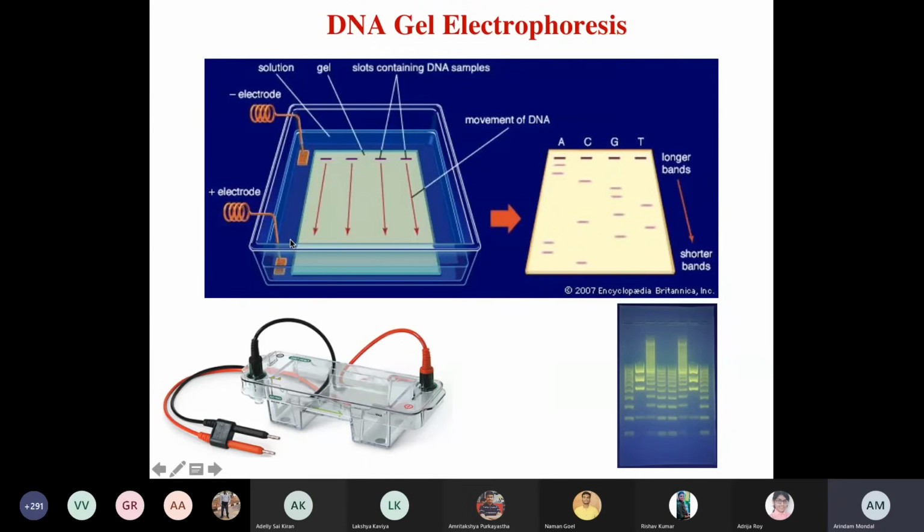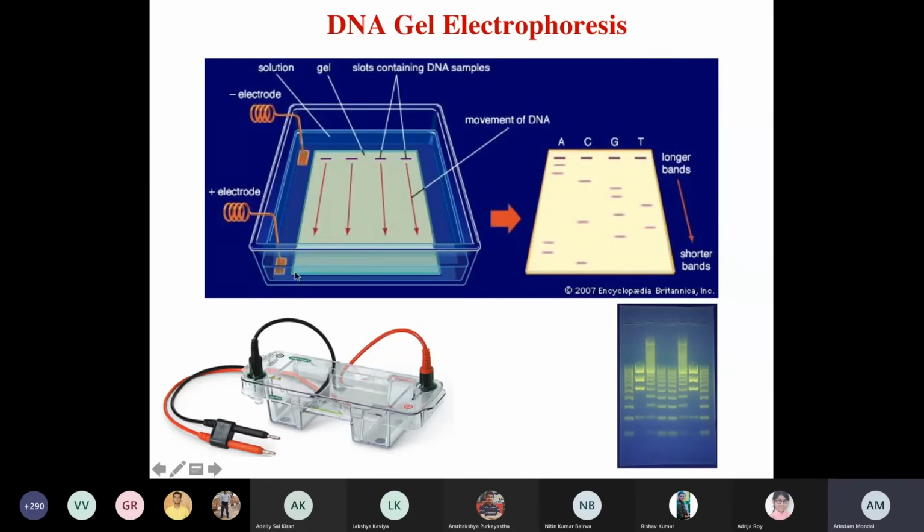Now, if I ask why should it migrate from negative to positive direction? If anybody wants to answer. Because of the phosphate group. Yes, the DNA backbone contains phosphate moieties, so the DNA is negatively charged. That's why, if you apply an electric field, it migrates from the negative to the positive electrode.